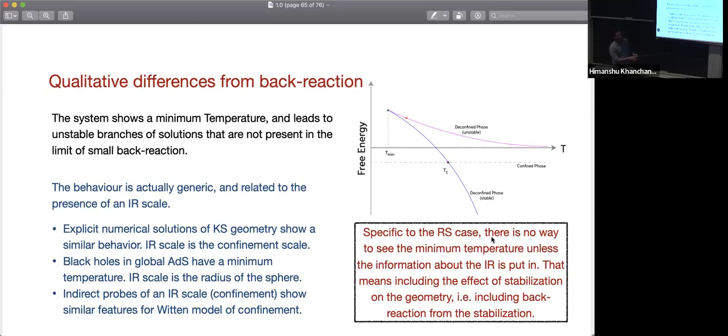Yeah, so this is what I was saying, that specific to the RS case, there is no way to see the minimum temperature unless the information about the IR is put in. That means including the effect of stabilization on the geometry, which had not been done.